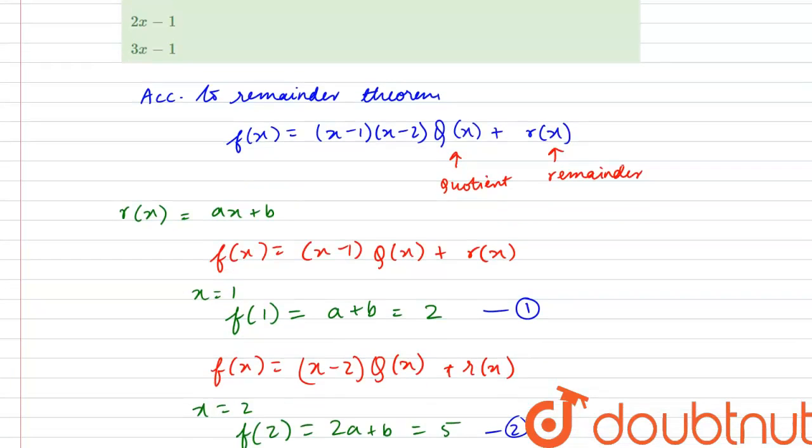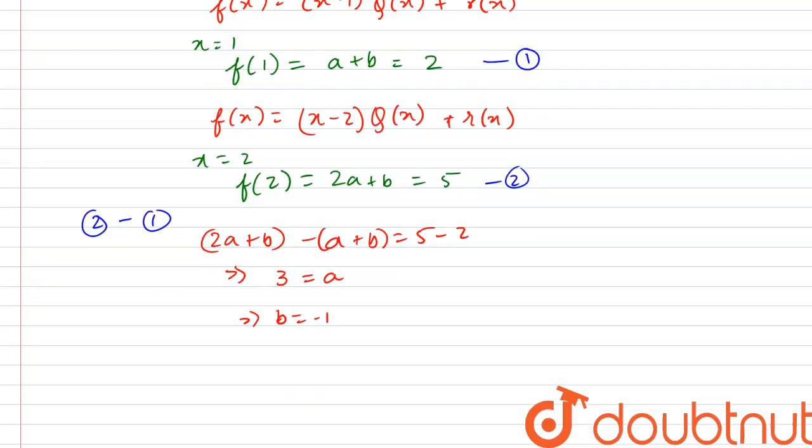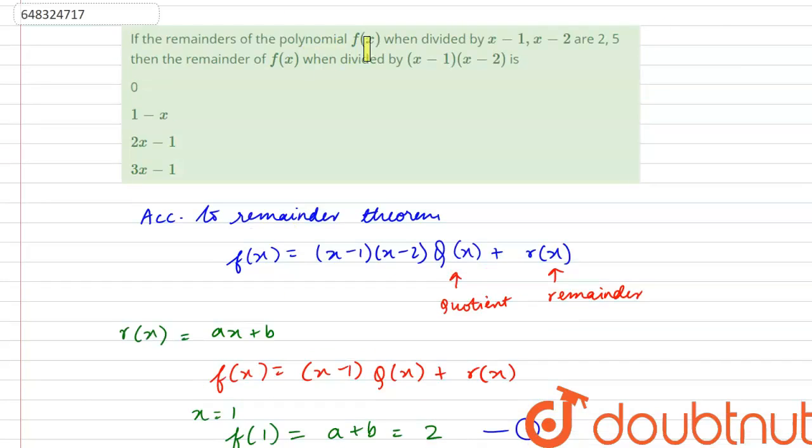So our remainder of x, that is ax plus b, is equal to 3x minus 1. This will be our remainder for the given question. So the correct option is option number 4.